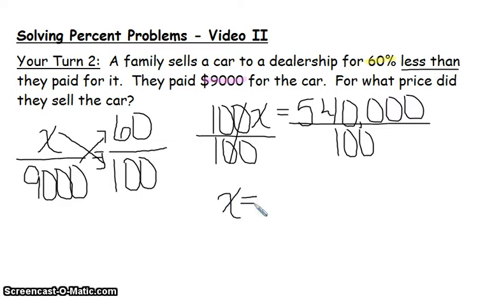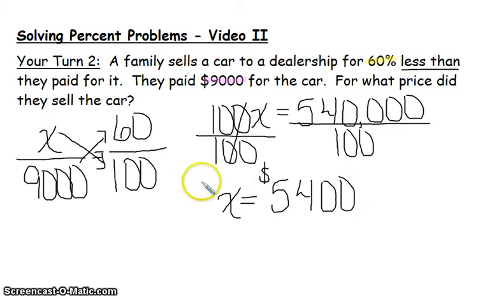And the 540,000 divided by the 100 leaves us with 5,400. Now the 5,400, this amount, we are talking about money, that represents how much they lost on the car. They didn't get that much for it. That's how much they lost on it after paying $9,000.